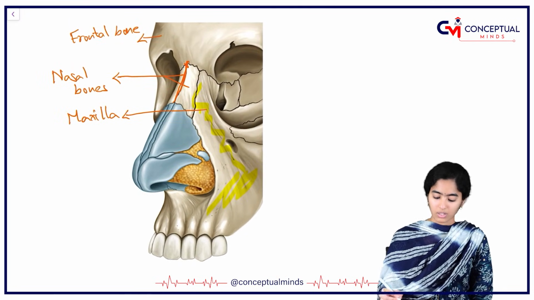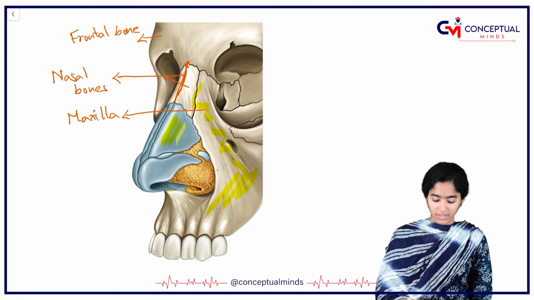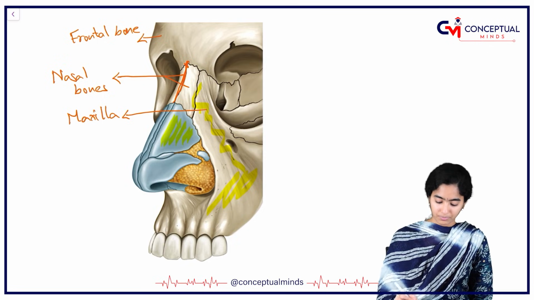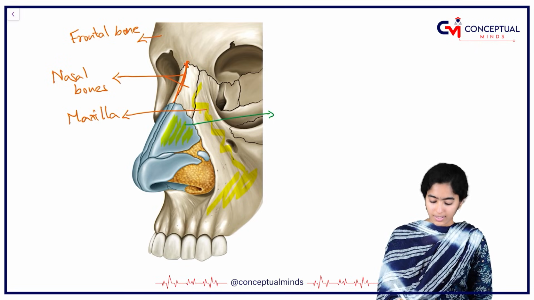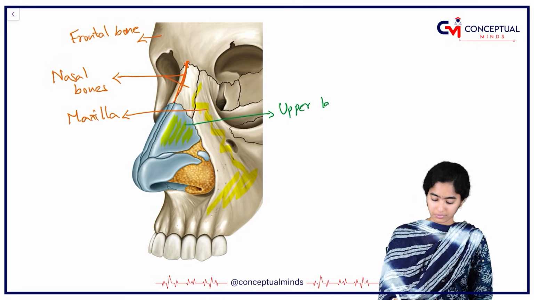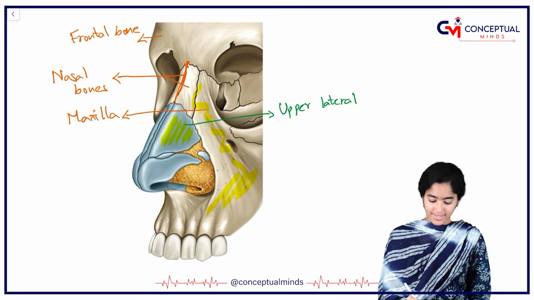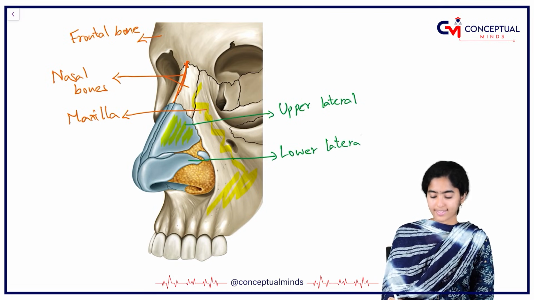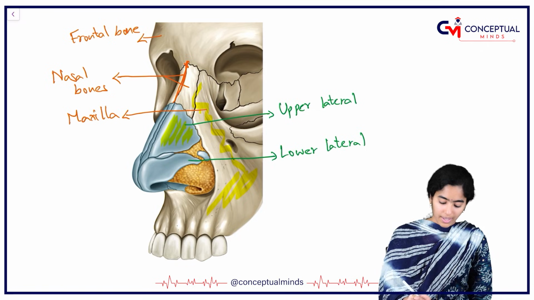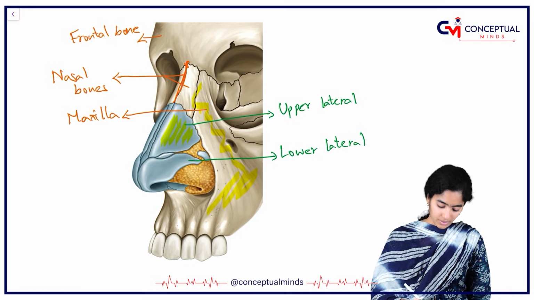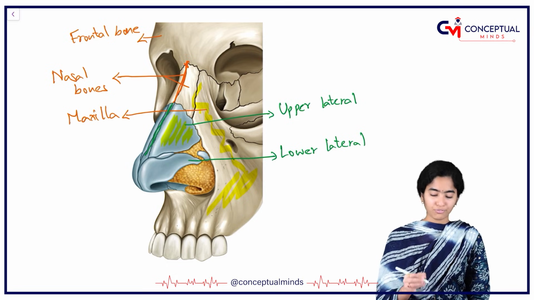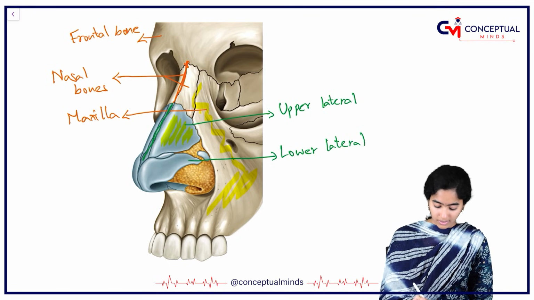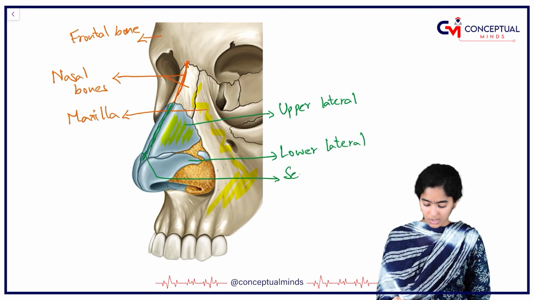Coming back to the picture, the uppermost structure seen here, this is the upper lateral cartilage and we have one on each side. This is upper lateral and this is the lower lateral cartilage, also known as alar cartilage. And in the midline that we see here, extending from the nasal bone to the tip of the nose, just a minor contribution, that is a single unpaired septal cartilage.